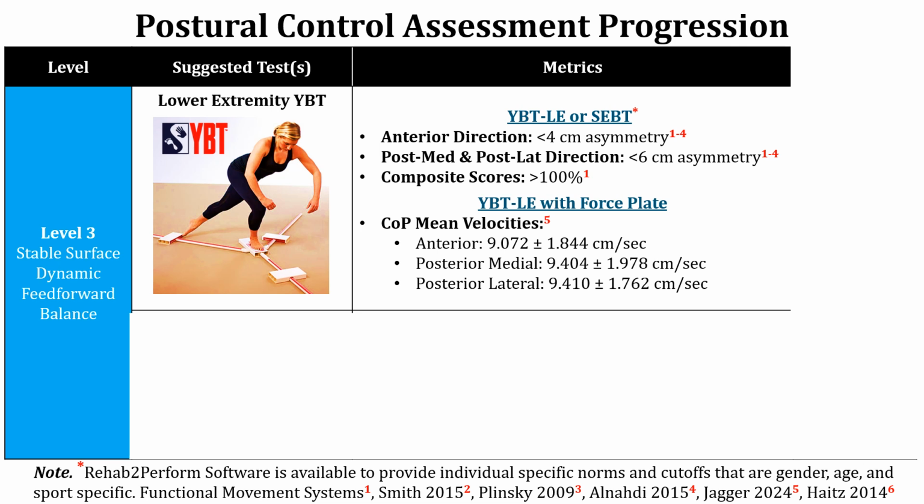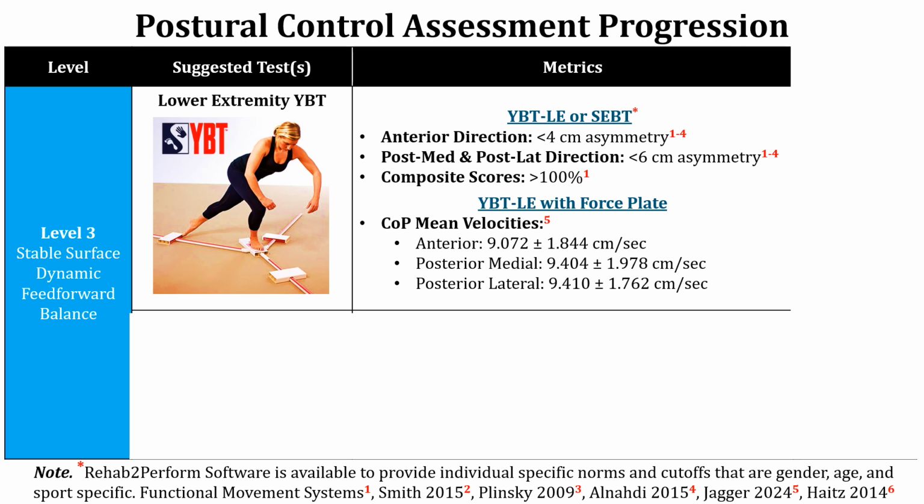When we look at the Y balance with a force plate, that would give center of pressure mean velocities for the anterior, the posterior medial, and the posterior lateral directions. You can see the normative values shown there.